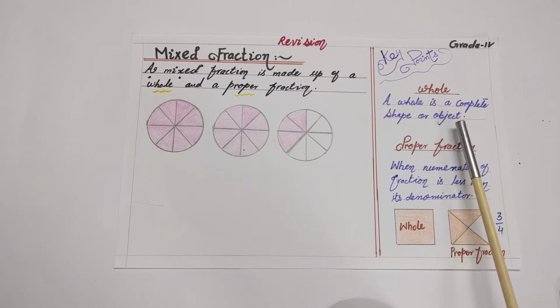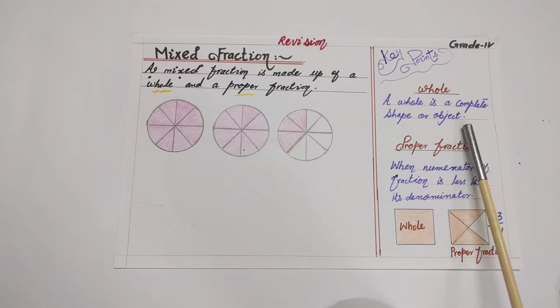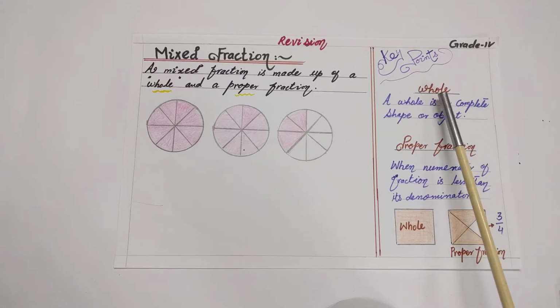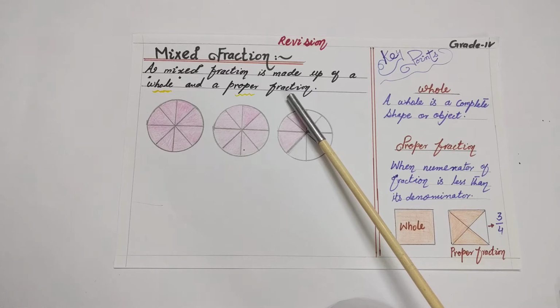For example, if you have an orange or apple or any pizza or cake without any cutting, in its original shape, as long as the object is in its original shape without any partition, without any cutting, then that is a whole. Clear? Second word is proper fraction. You have already learned about proper fraction.